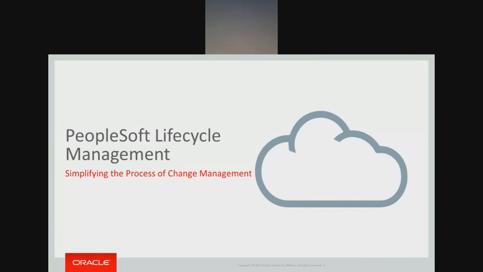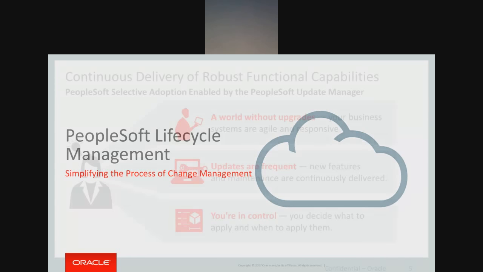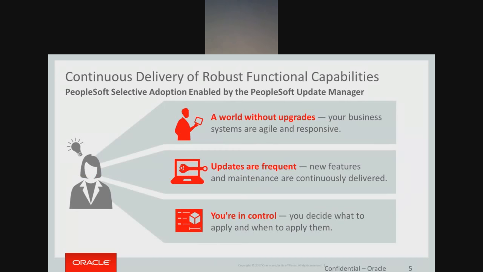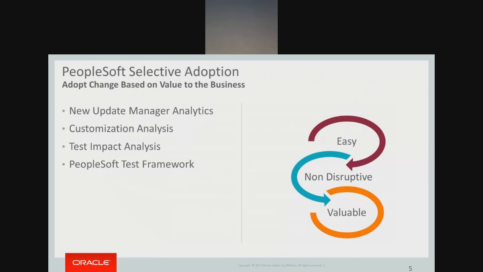All right, so let's talk about lifecycle management for a bit. So we talked about how the methodology has changed a while ago, from doing major upgrades to getting updates more frequently, giving the end users more functionality quicker, and allowing you to control when and if you want to implement certain functionality. So that's part of our selective adoption features.